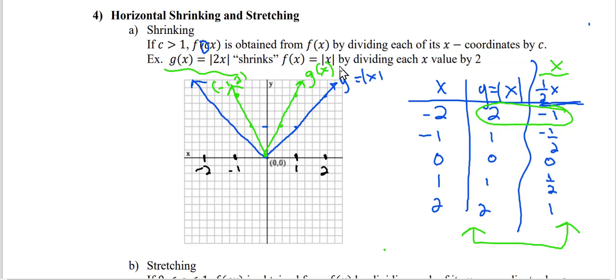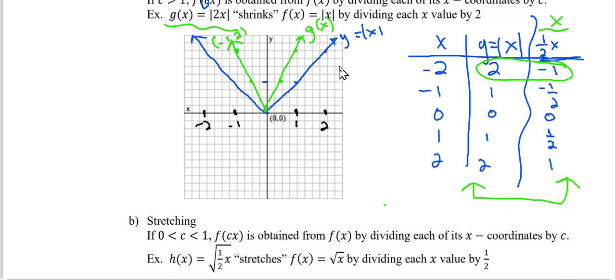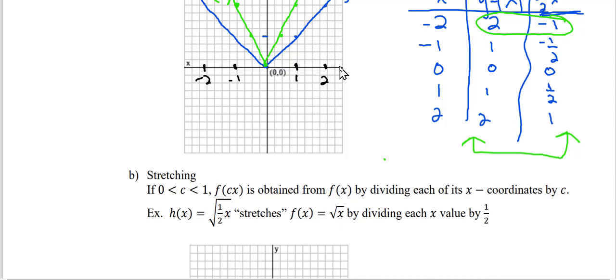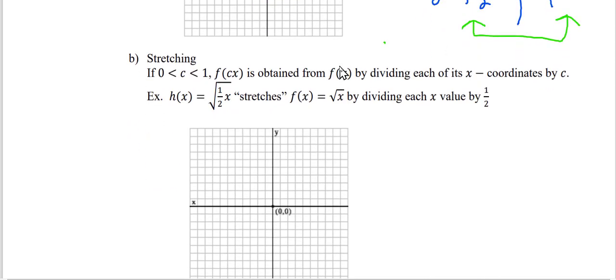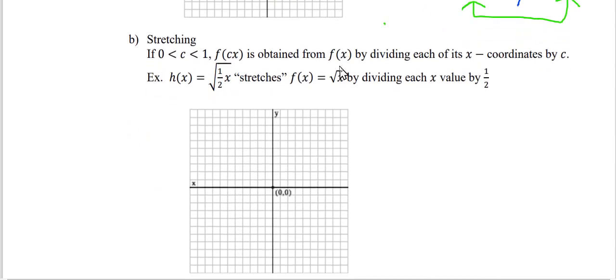So notice that when you do 1/2 of the x's, it shrinks to the y-axis, just like when you shrunk vertically, it shrunk to the x-axis. That's what's happening here. You're getting closer to the y-axis in this case. Here, a similar result. Let's do the square root function.